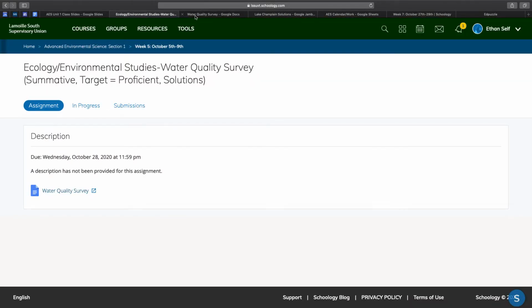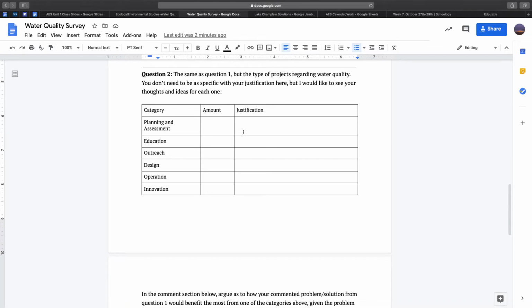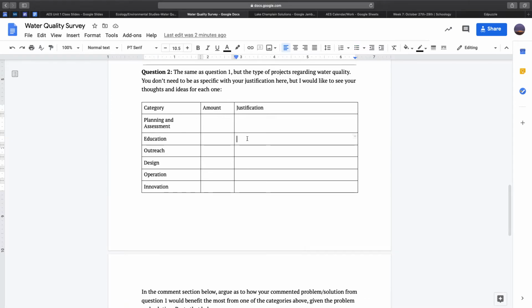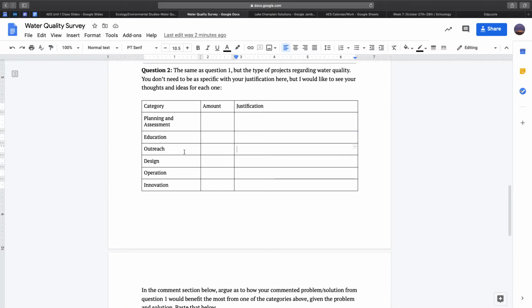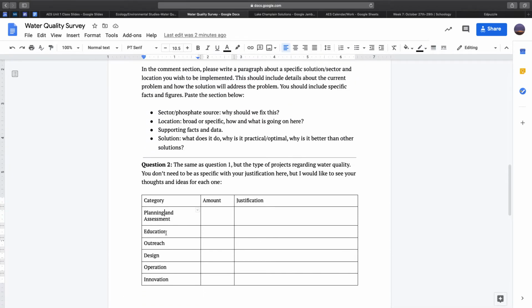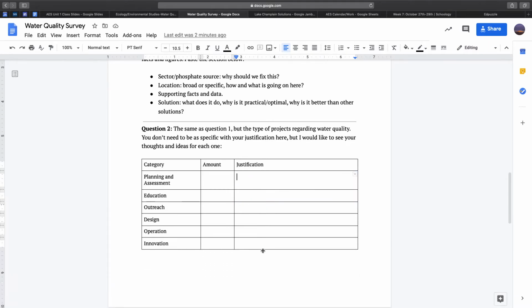I'm not expecting you to list specific facts or data to justify your thoughts on each of these, but I do want you to think about, okay, let's say I allocated 25% to agriculture. Is there a specific type of project that I think would be really useful for agriculture? Maybe it's operation. Maybe it's innovation. What are your thoughts on why each of these is really important?